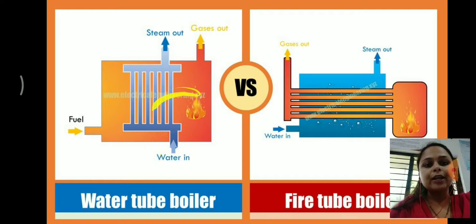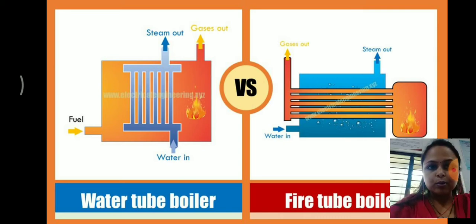Here the actual heat transfer takes place between this surrounding area and the water which is present in this tube, and after the heat transfer this water starts to boil and gets converted into steam, which is removed from this upper side. So the main difference is that in the water tube boiler, water is flowing through the tube and the tubes are surrounded with the flue gases.